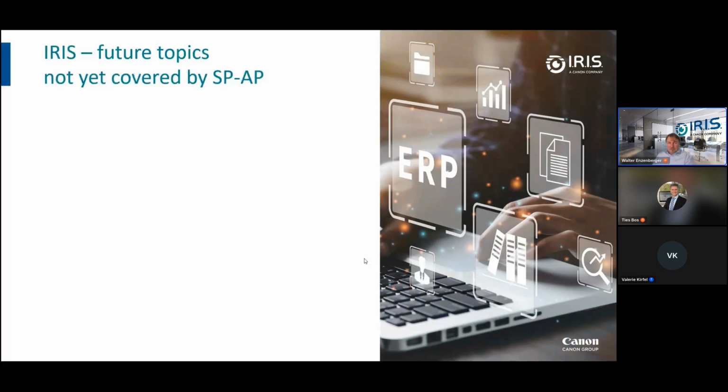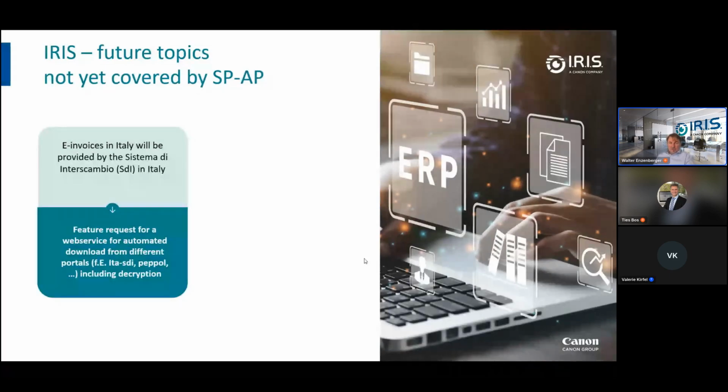Looking at all of that, and also expecting a lot more changes, and looking at countries where probably the whole process is already a little bit further, we need to think about what future topics we need to cover. So for instance, e-invoices in Italy will be provided by the Sistema di Interscambio. Here we would like to have a web service for an automatic download from this portal, but there are other portals as well. This is something we are just thinking about and maybe one of our future offers.